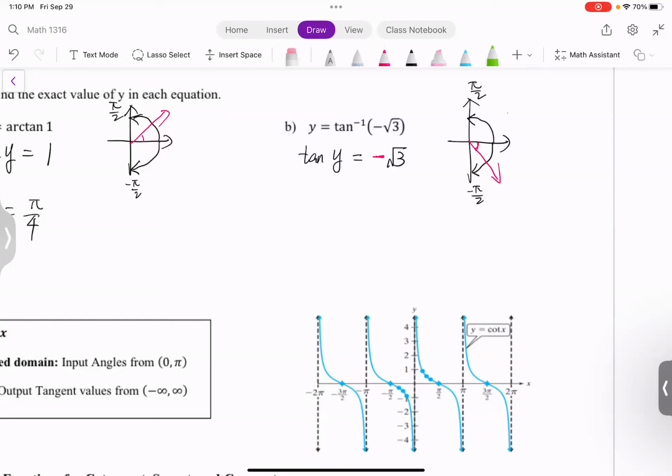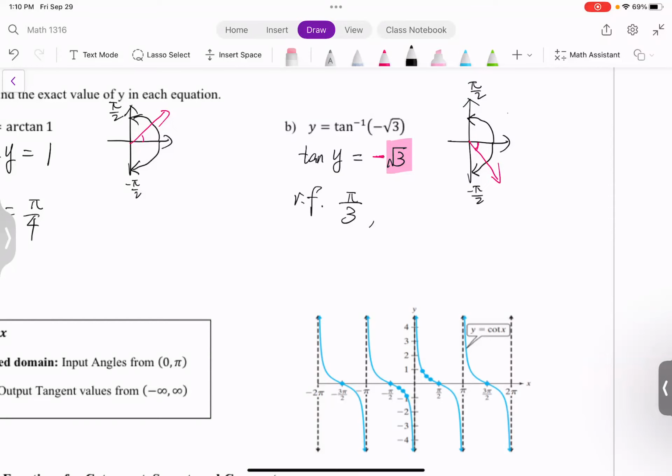So I need to see what is the square root of 3, tangent of what degree, or tangent of what equals square root of 3. So tangent pi over 3 equals square root of 3. I think I said something wrong. So tangent pi over 3 equals square root of 3. So also tangent 60 degrees equals square root of 3. All right, that means I found the reference angle. So the reference angle of the y equals pi over 3.